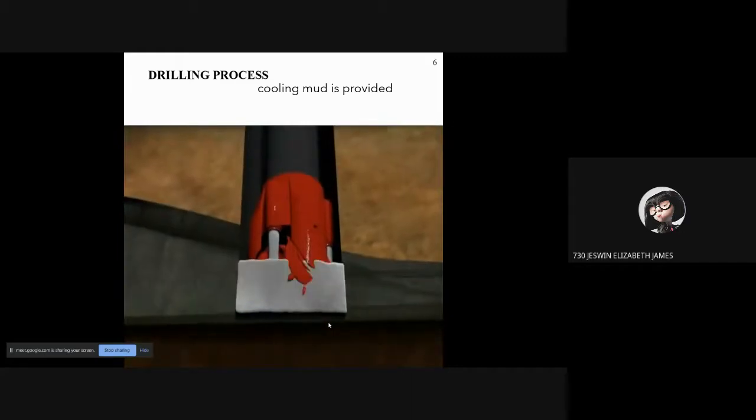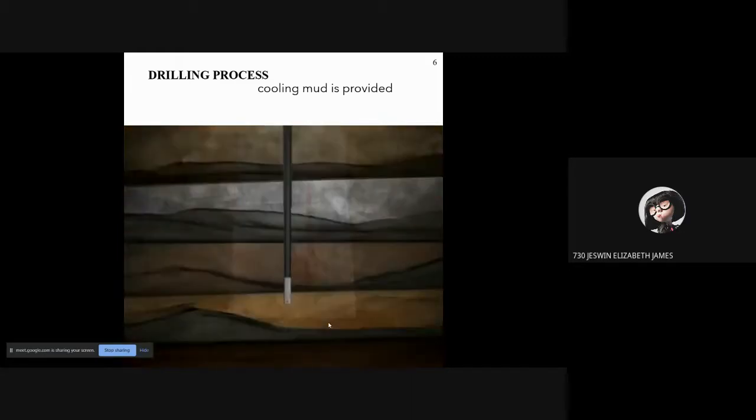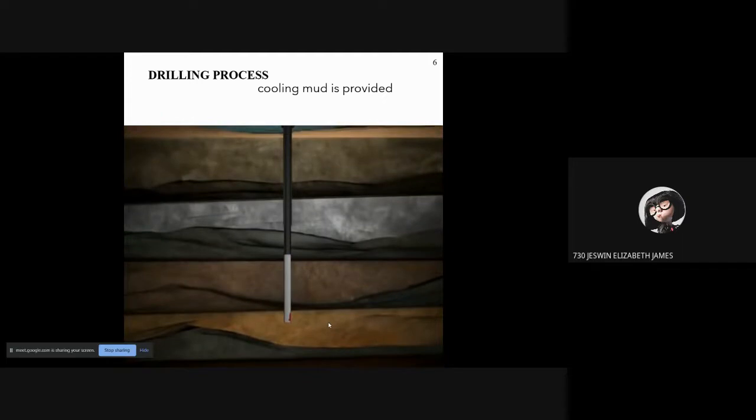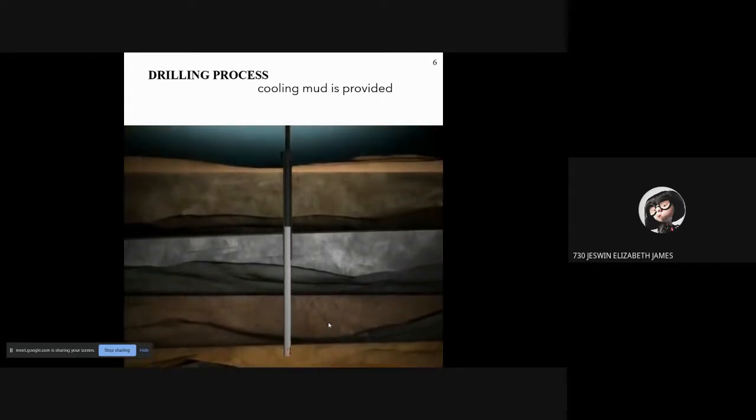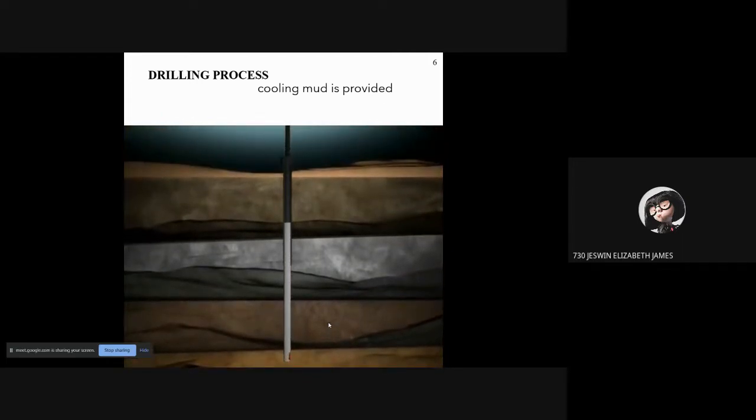This has basically three functions. That is to provide a casing, the second one is to keep the drill bit cool and lubricated, and the third function is to equalize the pressure. Here we have to remember that the drilling is occurring under very high pressure. So it is necessary that we equalize these pressures, otherwise a lot of problems can happen.